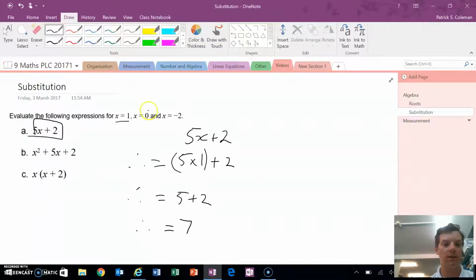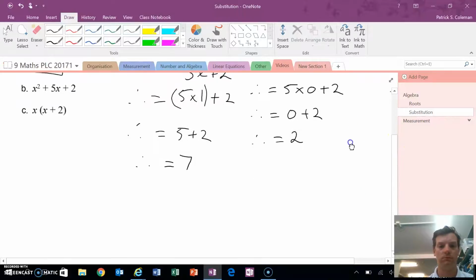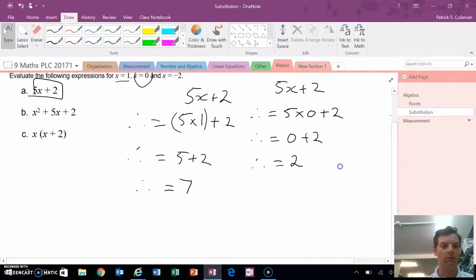So let's do the same thing now. Let's just say x equals 0. So 5x plus 2, therefore equals 5 times 0 plus 2. 5 times 0 is 0 plus 2, therefore this expression equals 2. Let's do one more. We'll do x equals negative 2.